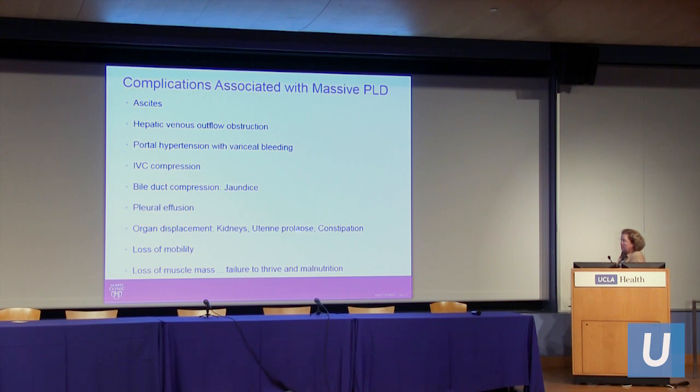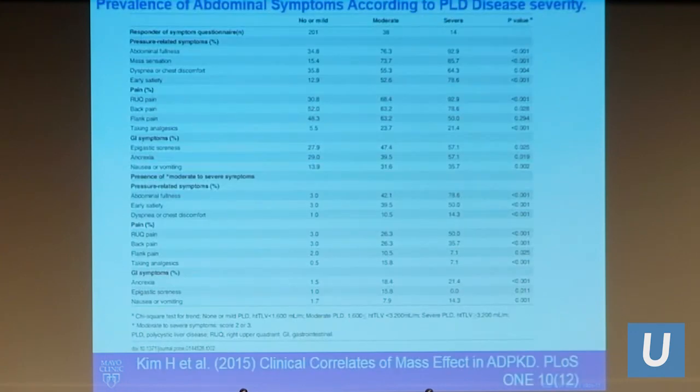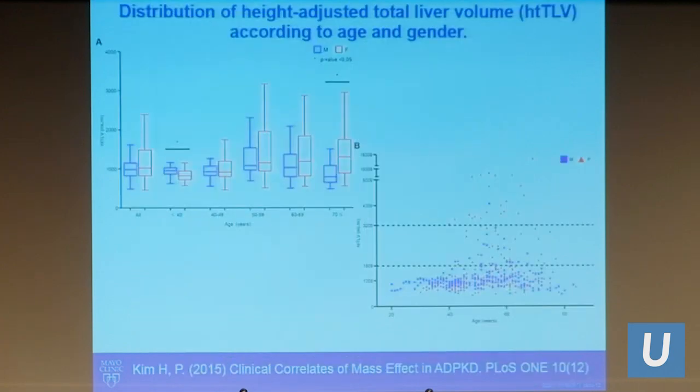These are very common. This is a very common problem, and in some of our patients we do hysterectomy simultaneously; we have done hysterectomy simultaneously with liver surgery. Constipation and alteration of bowel habit is very common. And again, eventually the patients lose mobility. We've had patients come in on total parenteral nutrition, and eventually they lose all muscle mass, fail to thrive, become malnourished and die. This Korean study again describes the symptoms.